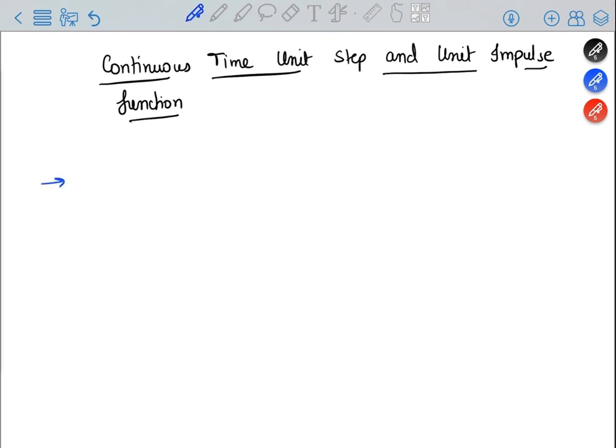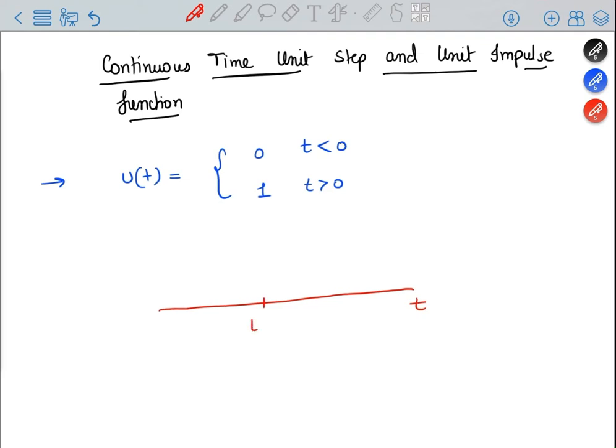So we'll first define the continuous time unit step function. It is defined as u(t), which is equal to 0 when t is less than 0, and it will take a value of 1 when t is greater than 0. To denote it graphically, we can plot a graph in which this axis represents the time axis. This point is t equal to 0, and the function will take a value of 1 if t is greater than 0, and will take a value of 0 if t is less than 0. So this is your u(t).